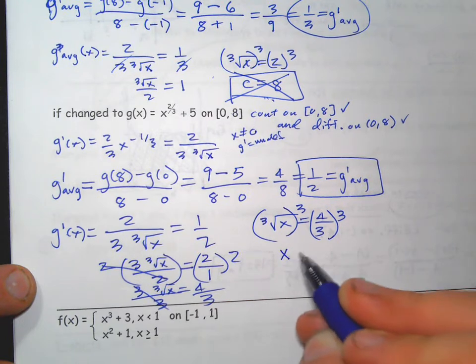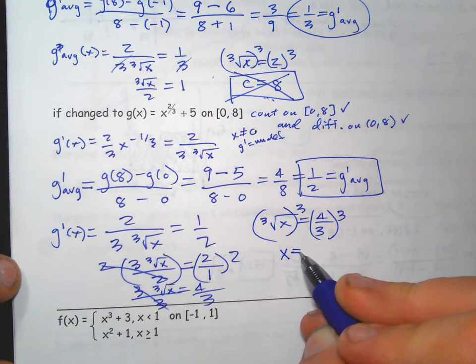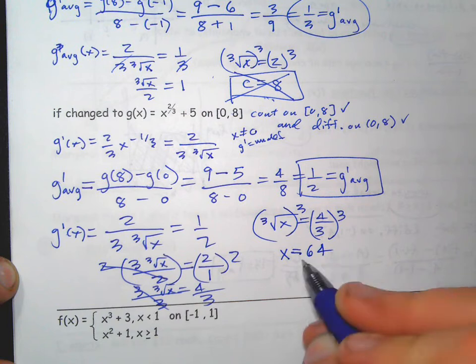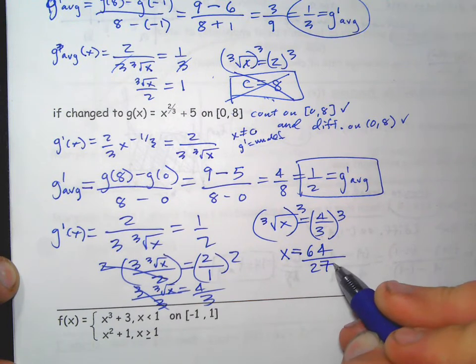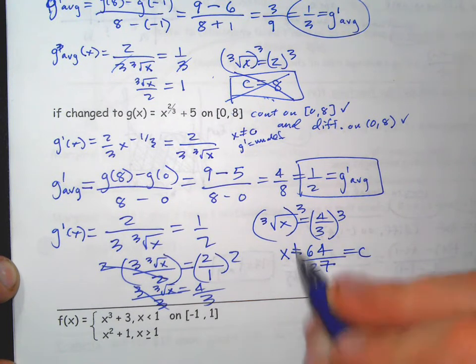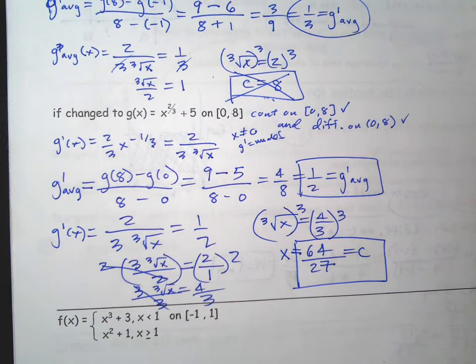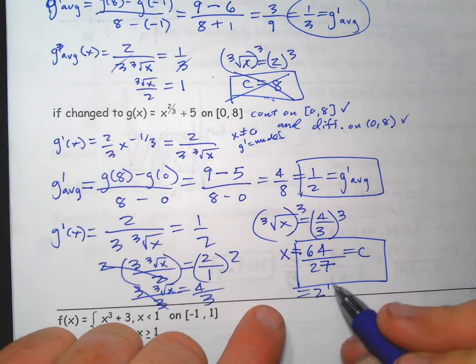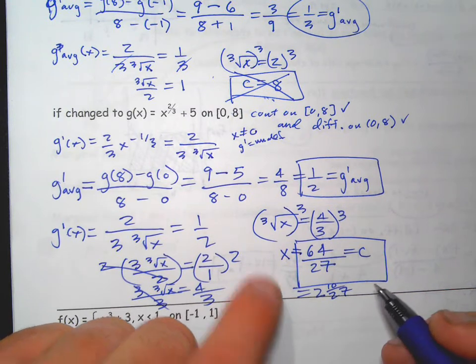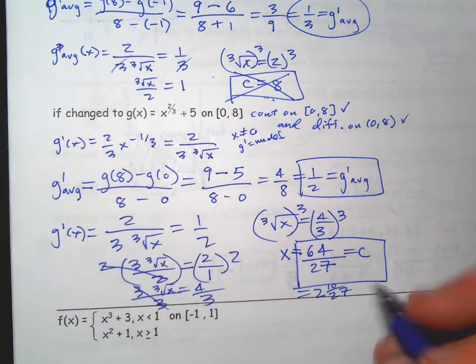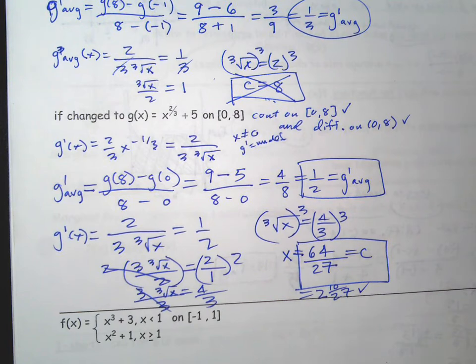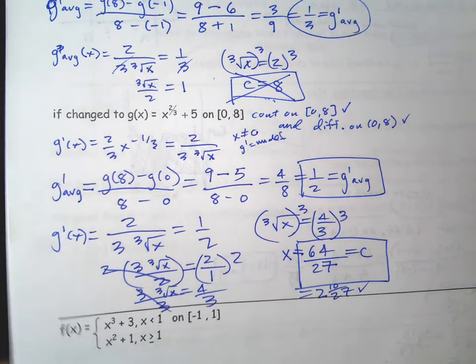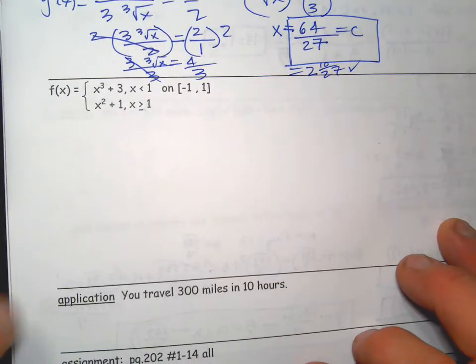And I would get x equals 64 over 27. And that is your C value. And make sure that is 2 and 10/27. Is that between the endpoint 0 and 8? It is, so that's good. But we expect to get at least one of them. Okay, next one is a piecewise function.